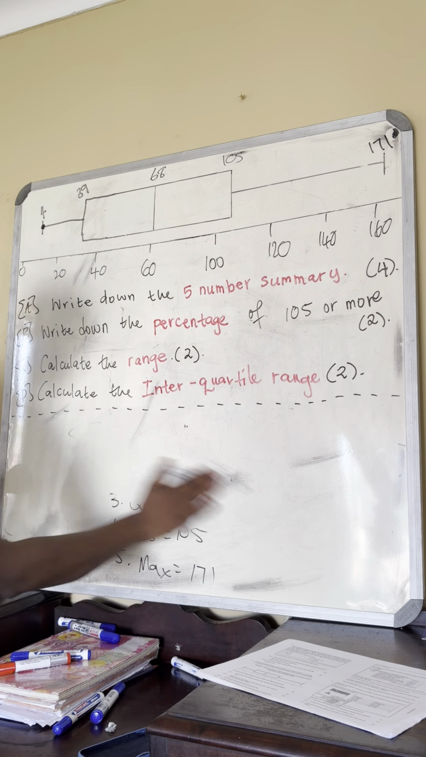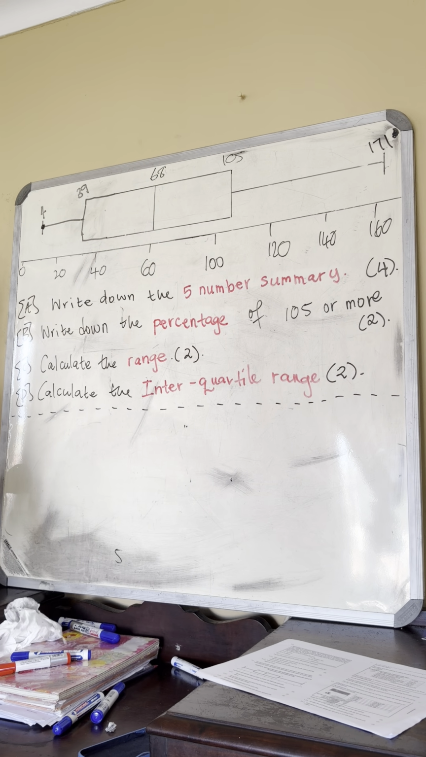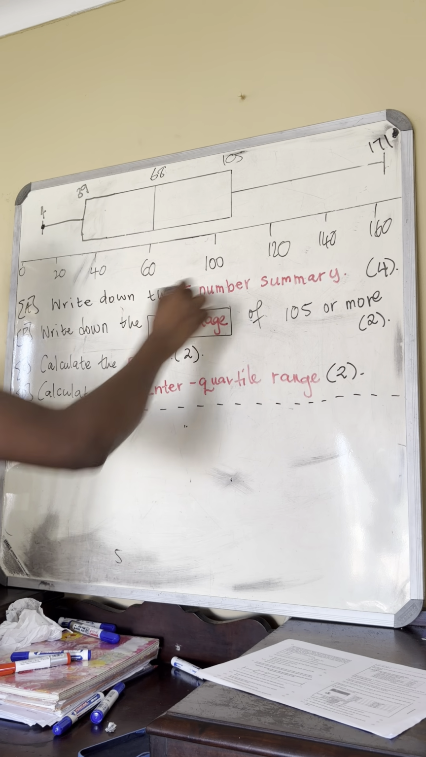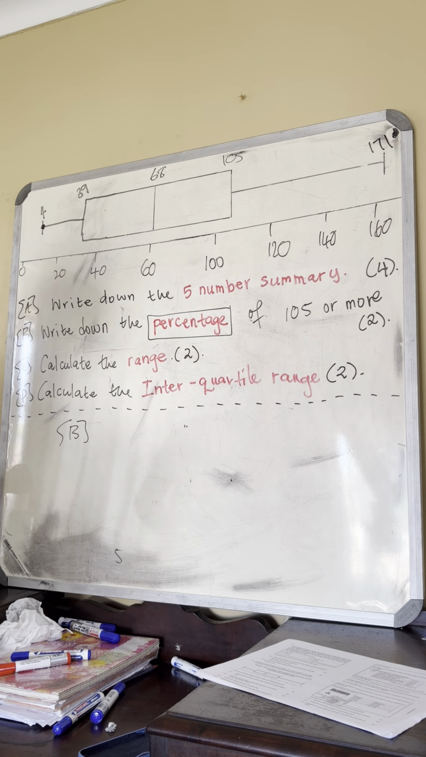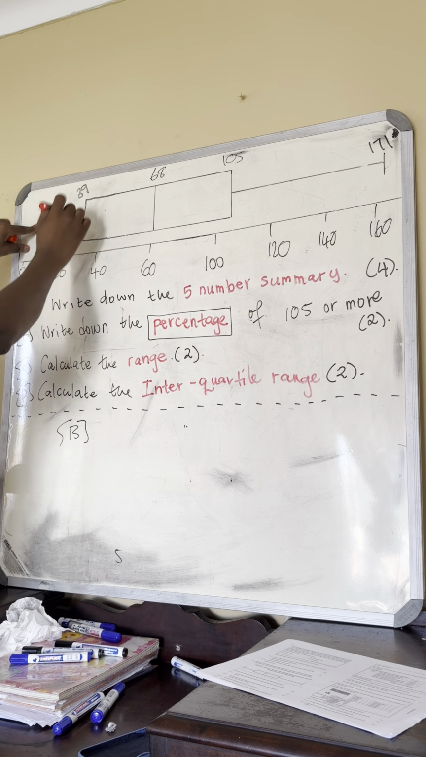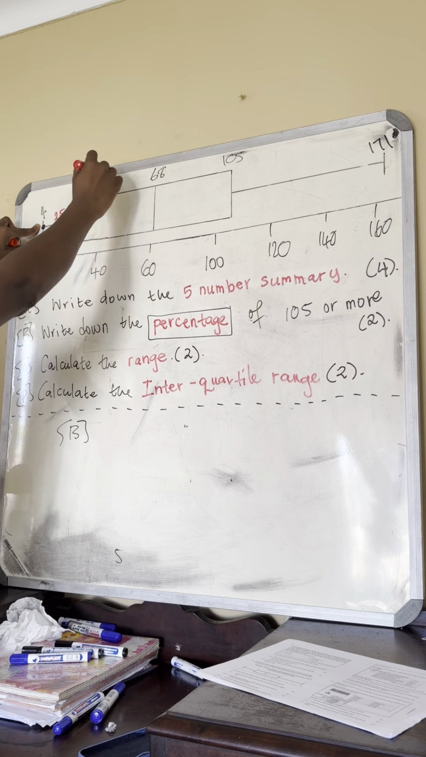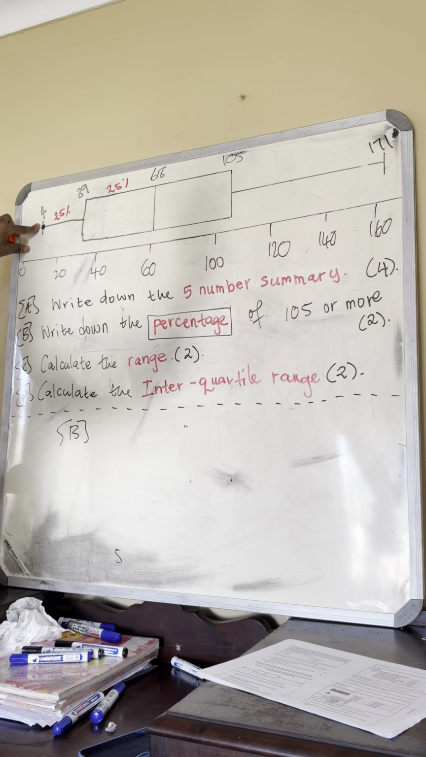Now let us go to question B. Question B says write down the percentage of 105 or more. Now from 4 to 39, that is 25%. From 39 to 68, that is 25%.